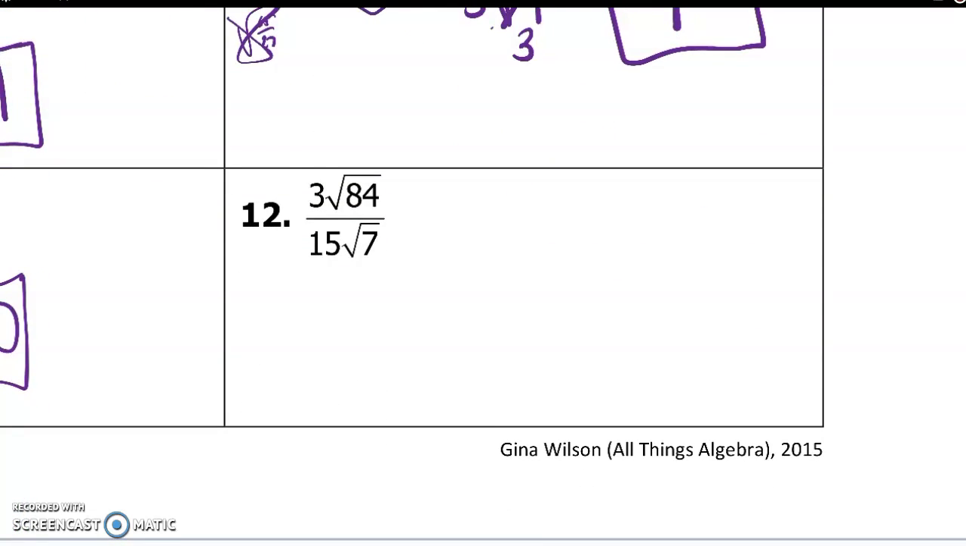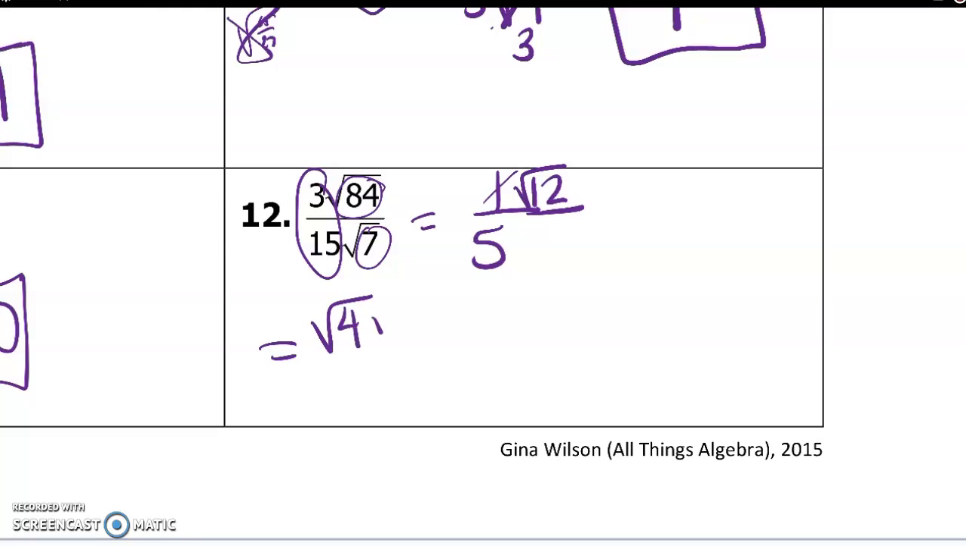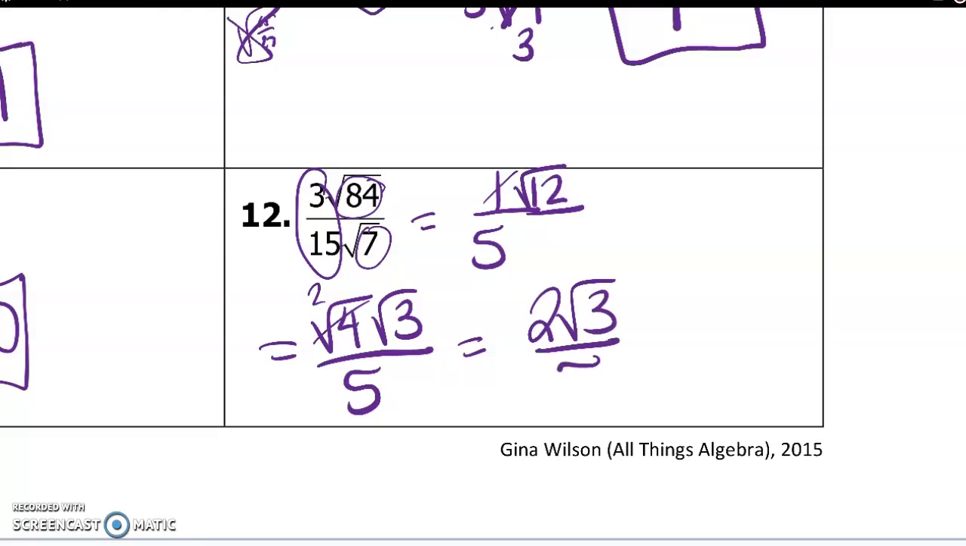Number 12, we can simplify 3 over 15 to 1 over 5. And then we can do 84 divided by 7 and get 12. So we have square root of 12 on the top. We don't need that 1 then. Square root of 12 gets broken into 4 times 3, both under the square root. And don't forget the 5 on the bottom. Square root of 4 becomes 2. So our final answer is 2 square root of 3 all over 5.